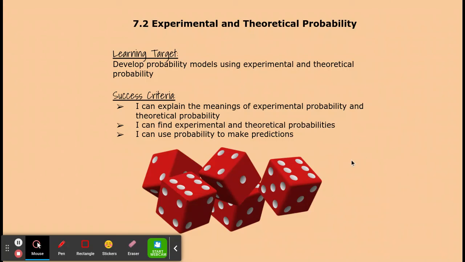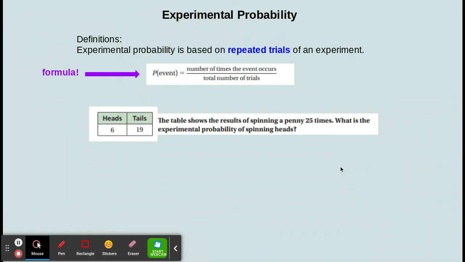7.2 Experimental and Theoretical Probability. Experimental probability is based on repeated trials of an experiment. So you actually have to do the experiment to calculate the experimental probability. The formula for calculating the probability of an event is taking the number of times the event occurred and dividing by the number of trials you conducted.